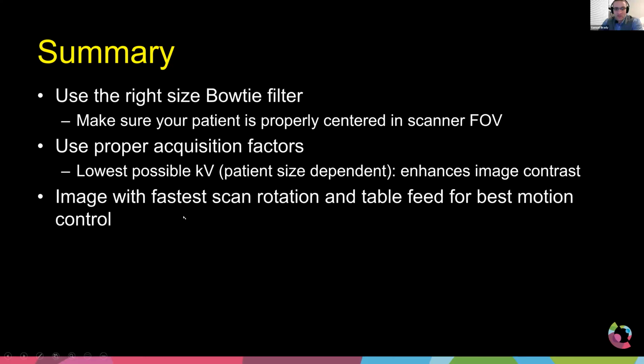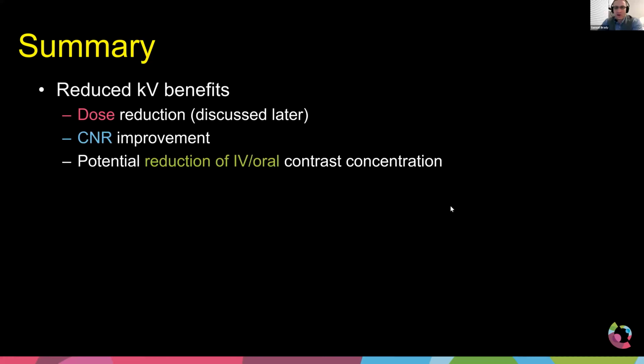We want to image as fast as we possibly can. That's in general. The faster we go, the better we can mitigate motion effects, especially in the chest, where obviously we can ask them to hold their breath, but more so we can create an image where the cardiac motion can be minimized or even frozen if you're going fast enough.